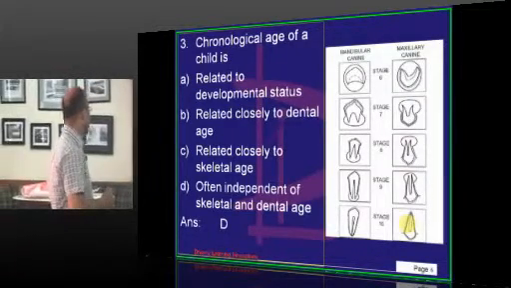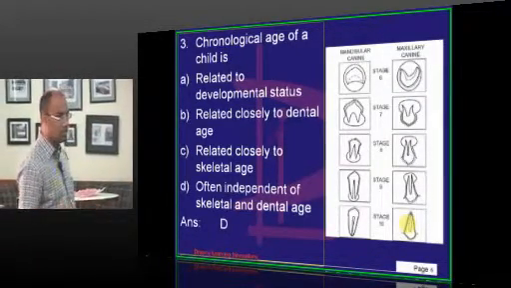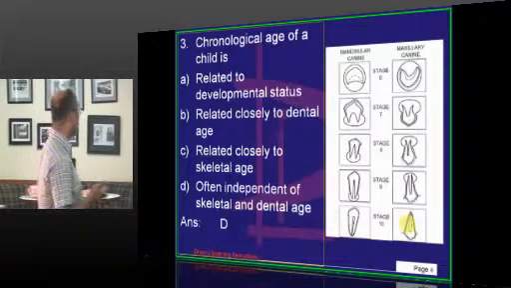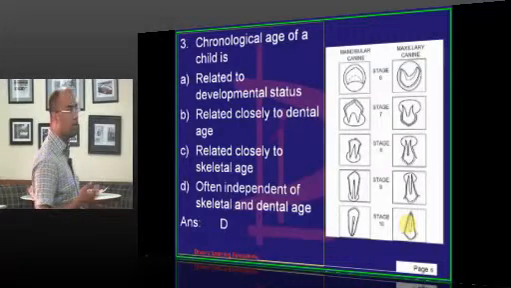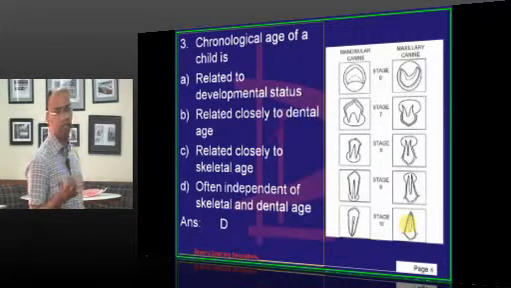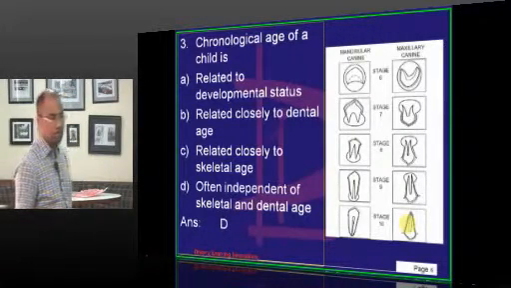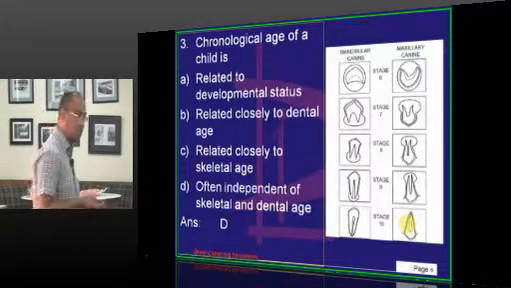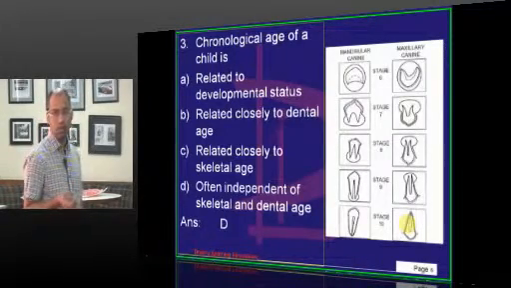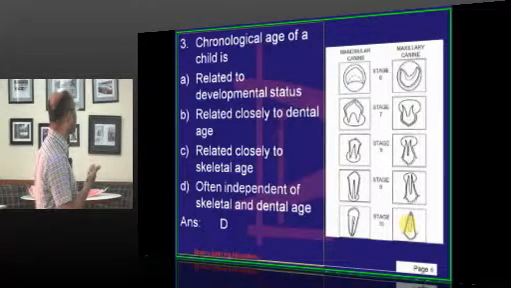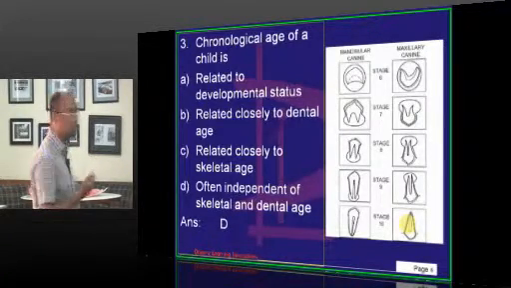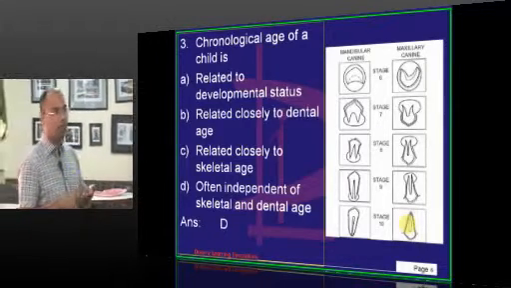Is the chronological age of the child related to the developmental status, closely related to the dental status or dental age, or to the skeletal age, or is it independent? See, ages can be of different types. One is chronological age, biologic age, skeletal age, dental age, or mental age based on the IQ coefficient. What this question states is: is chronological age related to the skeletal or dental age?